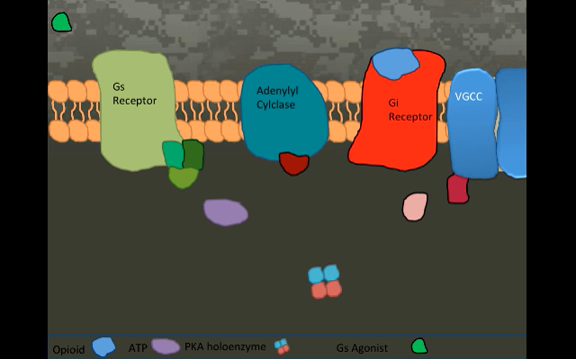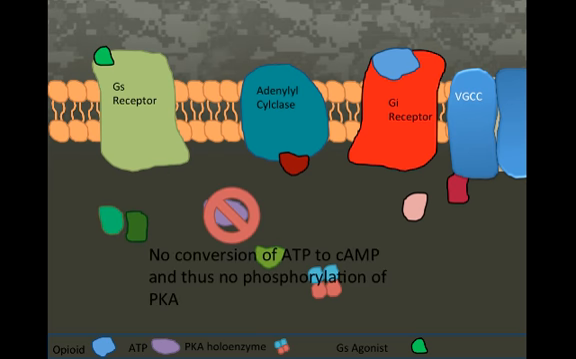The activation of the G-sub-I protein will halt the second messenger pathway by preventing the conversion of ATP to cyclic AMP when the G-sub-S protein is activated, as seen here. At this point, the second messenger pathway has been stopped.